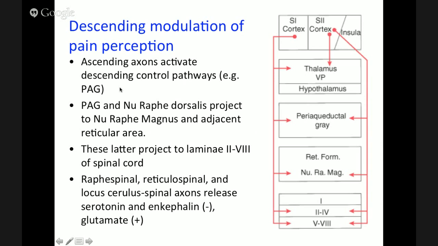which is basically what I said here. The ascending systems activate everything from the thalamus, including the somatosensory regions of cortex, and the cortex, as well as different regions, such as the hypothalamus, certainly the periaqueductal gray. This whole system will activate these different levels of the pain modulation system, which then projects down to the dorsal horn.